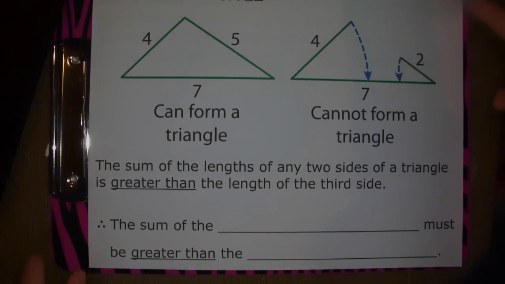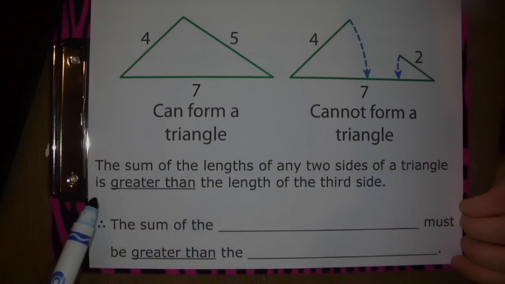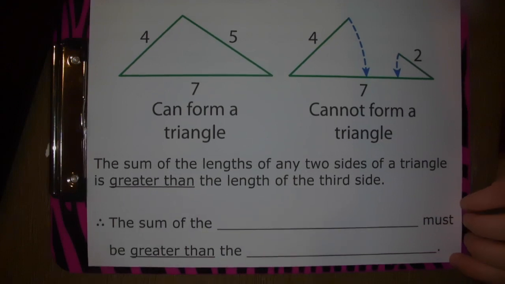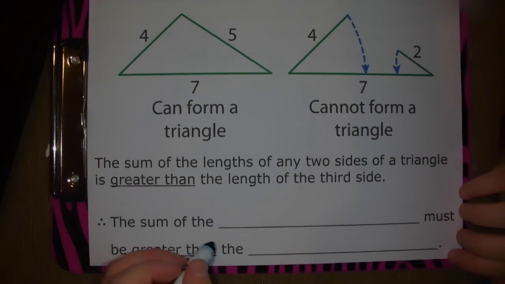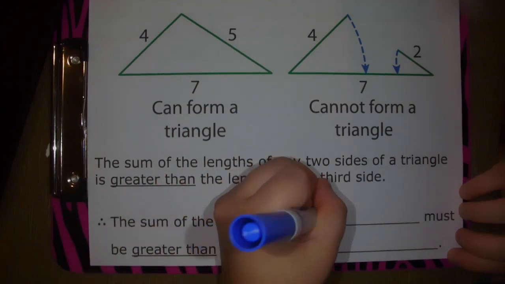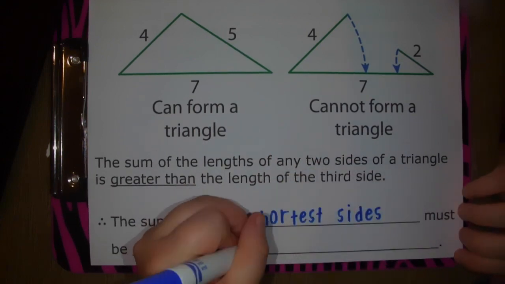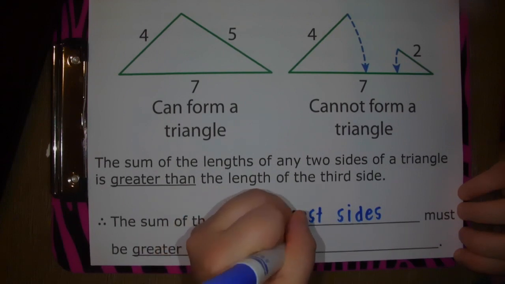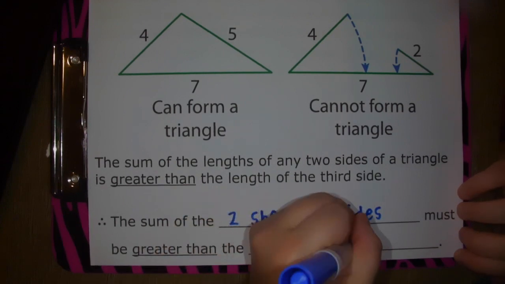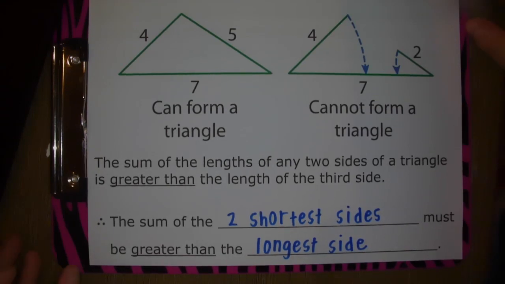Now, our rule with whether or not a particular 3 sides actually makes a triangle is that the sum of the lengths of any 2 sides of a triangle is greater than the length of the 3rd side. So, therefore, the sum of the 2 shortest sides must be greater than the longest side. This is our rule, that the sum of the 2 shortest sides must be greater than the longest side in order to form a triangle.